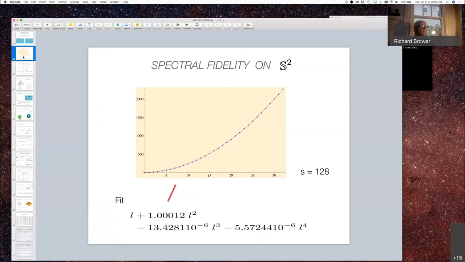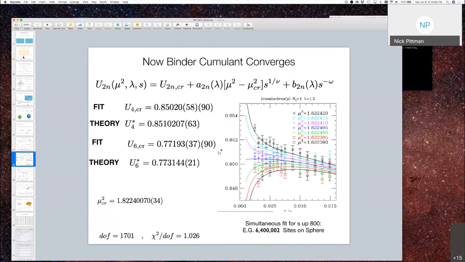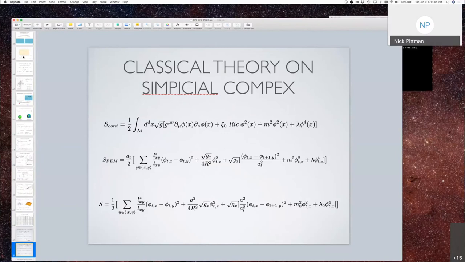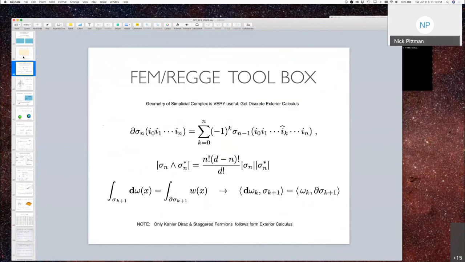So what's causing the shift from L times L plus one to the other things is... Or before, on that previous graph you were just showing with the tower of 1, 3, 5, 7, what was causing the shift was the fact that you were using a discretized Laplacian rather than exact, and you were comparing, right. Okay, so that's that.